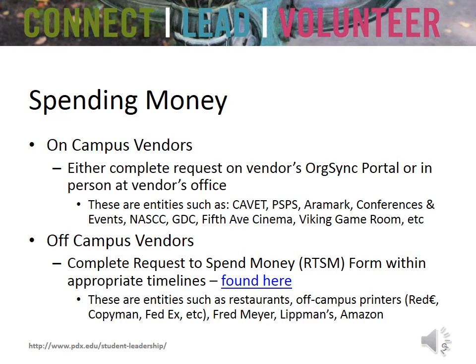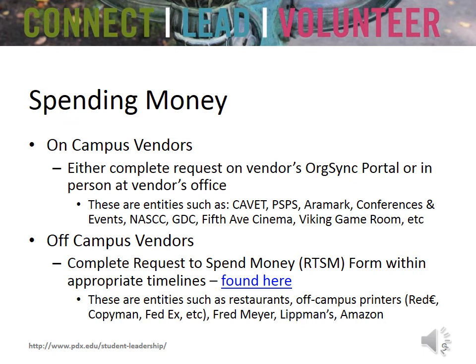If you are requesting to pay an organization that is on campus, such as Portland State Professional Sound, Campus Audiovisual and Event Team, or Aramark, then visit their OrgSync page to complete their request form. Those organizations will email your advisor through an email entitled SALP SMSU. This email address is a shared email your advisor checks daily to approve requests or make comments.